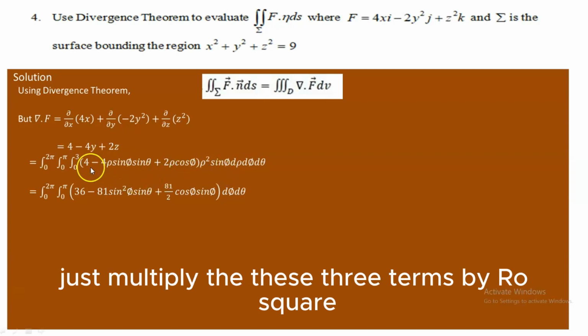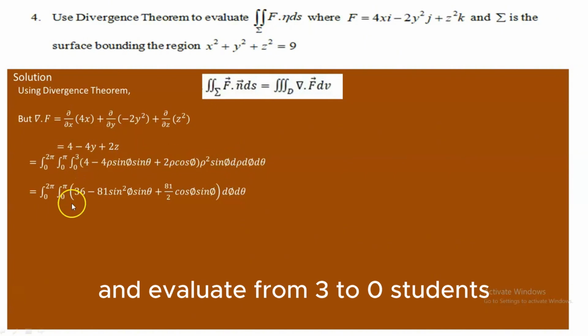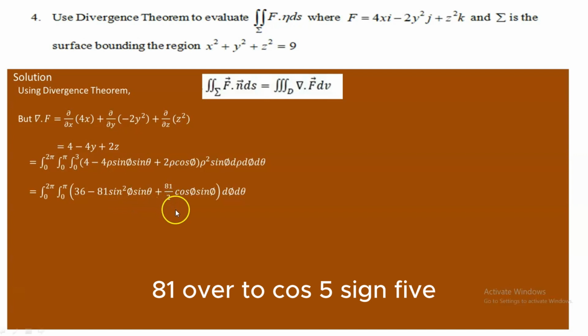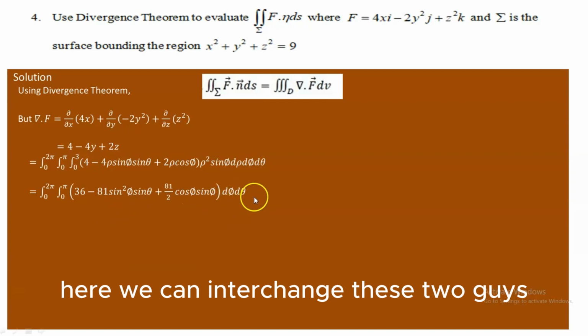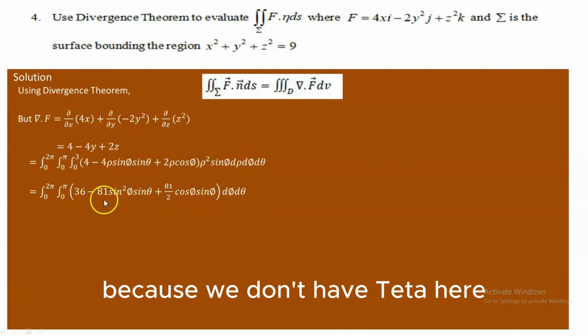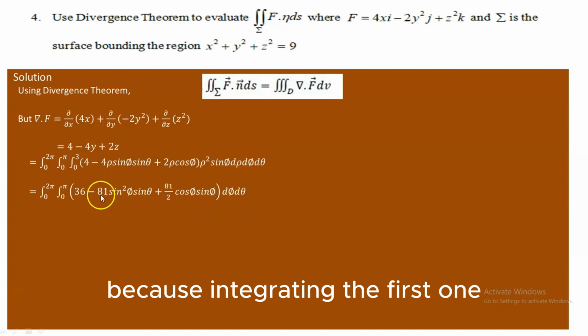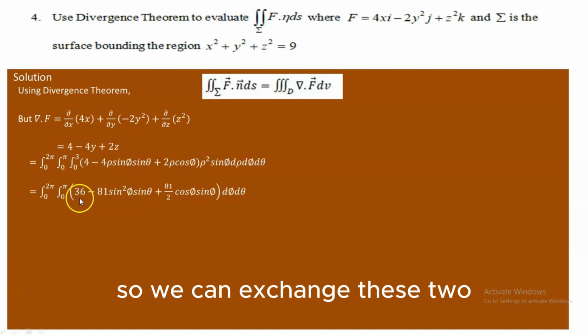Just multiply these 3 terms by rho squared and then integrate that with respect to rho and evaluate from 0 to 3. Students, you will obtain this result to be 36 minus 81 sine squared phi sine theta, 81 over 2 cos phi sine phi, and then the d phi and the d theta can follow. Again, here we can interchange these two because we don't have theta here. Integrating the first one with respect to theta is simpler, and again this one is simpler, so we can exchange these two.